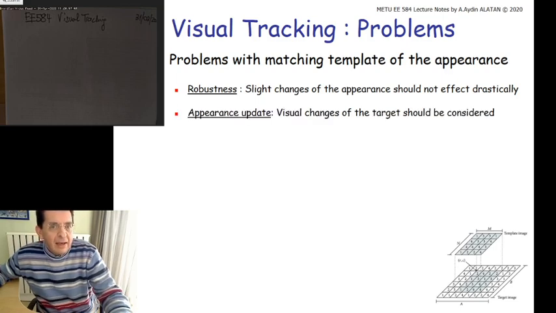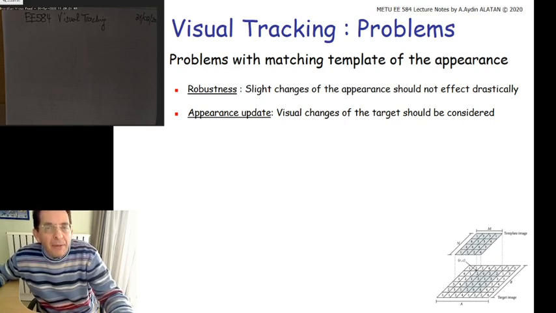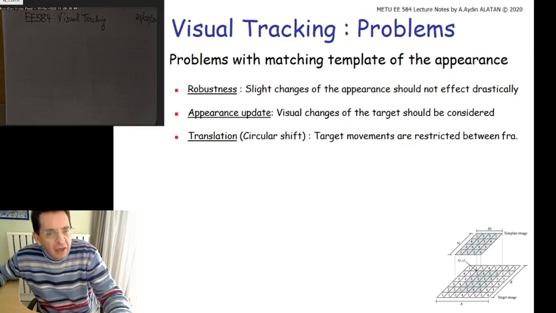The second thing is there should be an algorithm. We should be able to update the changes of the visual appearance. Therefore, the target is moving, changing, and I have to have a way of changing this information very efficiently and robustly. The third thing is translation.